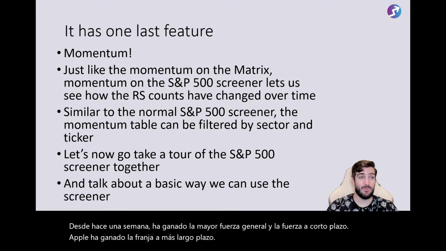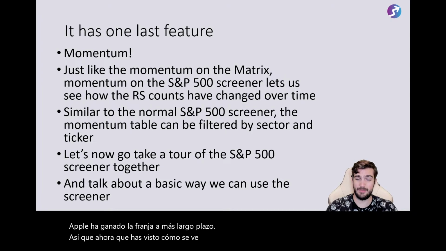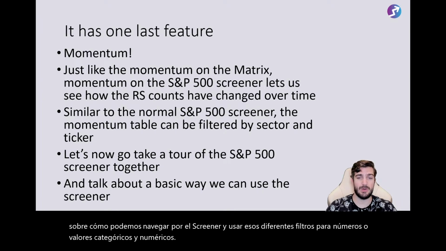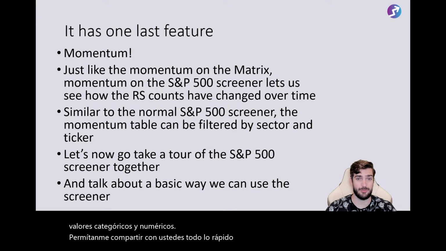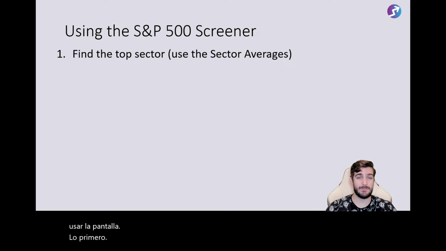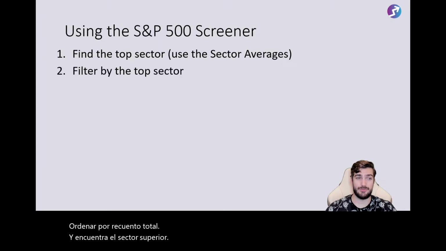So now that you've seen what the screener looks like, and we've gone through a little bit of detail about how we can navigate the screener and use those different filters for both categorical and numerical values, let me share with you all a quick and easy way that you can start using the screener. First thing, we're going to go to the sector averages, sort by total count, and find the top sector. We'll then go to the screener and filter by that sector.